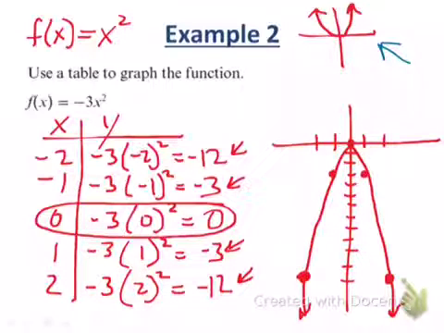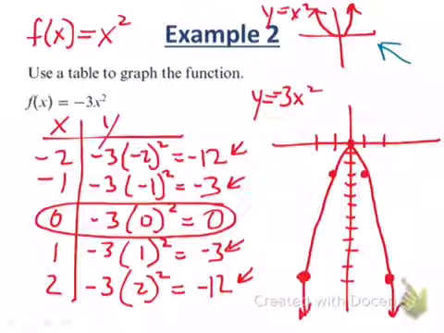Now, what's different about y equals -3x squared and y equals x squared? What's different? It's upside down. And it's like thinner. That's exactly right. It's skinnier.